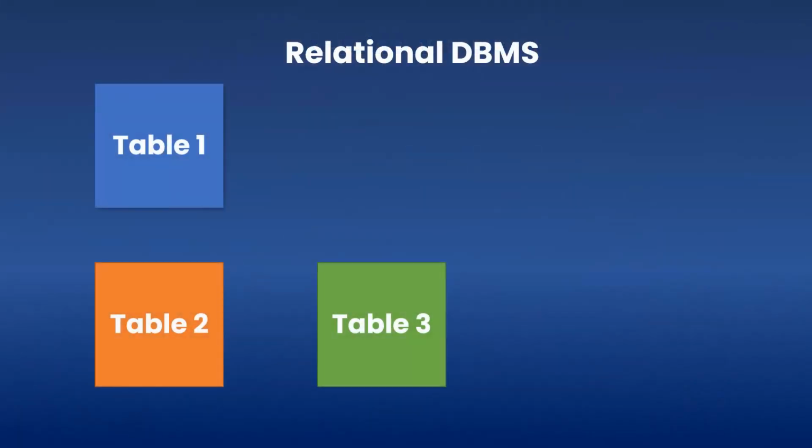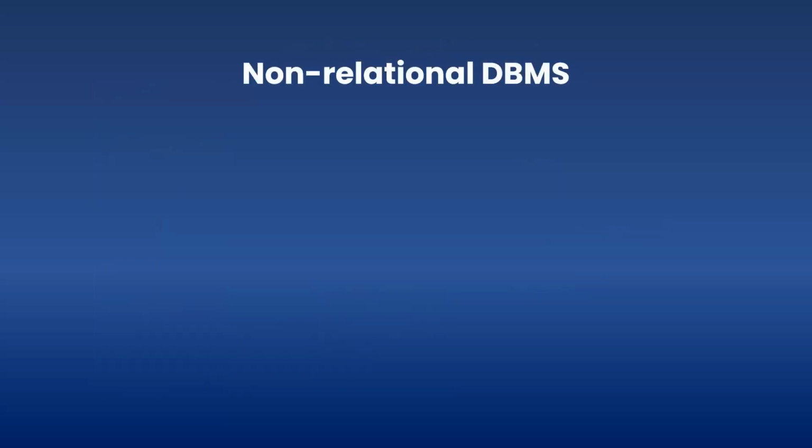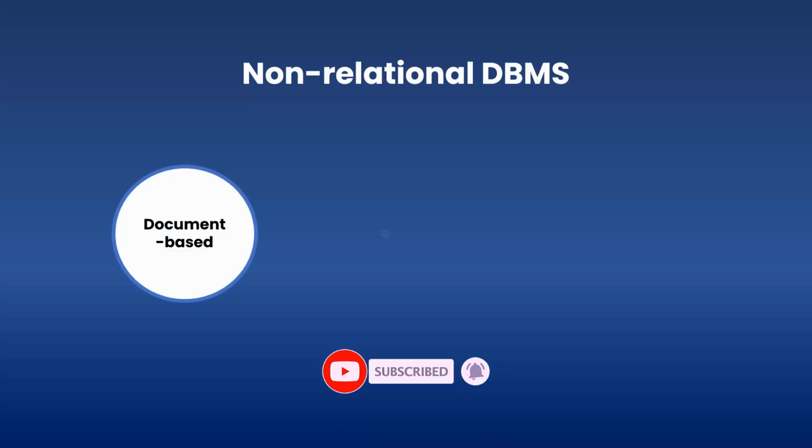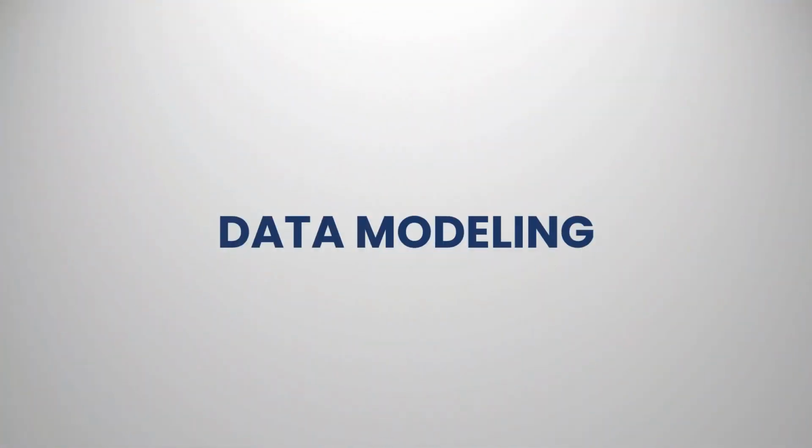These tables are linked to each other using relationships, and it includes popular software such as SQL, SQL Server, and Oracle. Non-relational databases, on the other hand, do not use tables and can be categorized into different types such as document-based, key value, and graph. Now that we understand what database is, let's talk about data modeling.